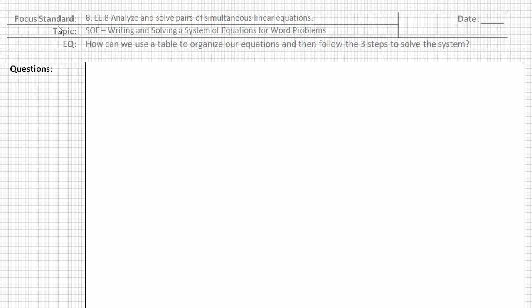For this lesson, our focus standard comes from Grade 8, Expressions and Equations, Standard 8, Analyze and Solve Pairs of Simultaneous Linear Equations. Our topic for this lesson comes from Systems of Equations, Writing and Solving a System of Equations for Word Problems. Our essential question is, how can we use a table to organize our equations and then follow the 3 steps to solve the system?